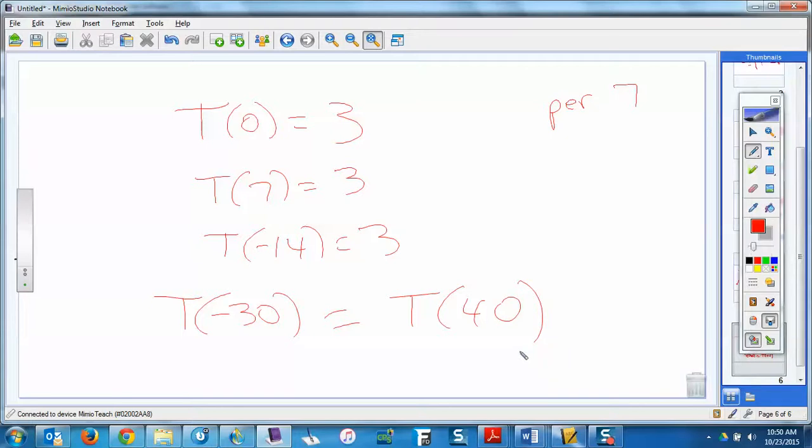Because they're 70 apart, which is divisible by 7, that's 10 periods. So those inputs, negative 30 and 40, are 70 apart, 10 periods. Do we know what the output is? No, we don't know that it's 3. We just know they have to be the same, because it has to repeat the outputs every 7 inputs. So that would be your explanation, since they're 70 apart. And was that it on that one? Okay. So that's just the kind of thing we had done with periodic.